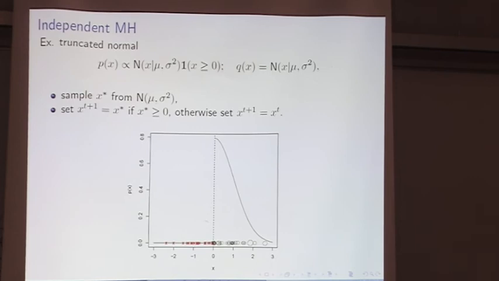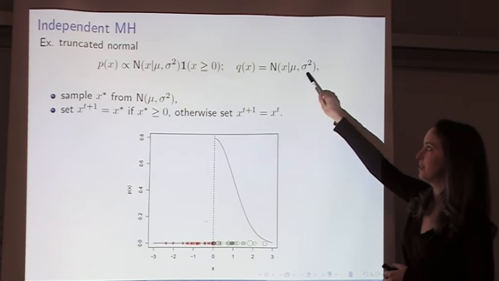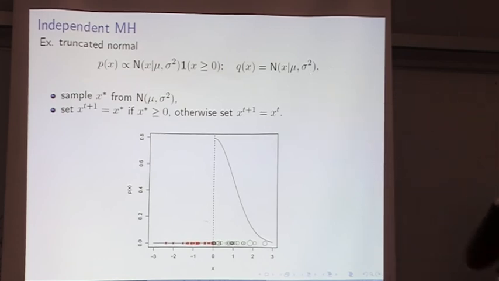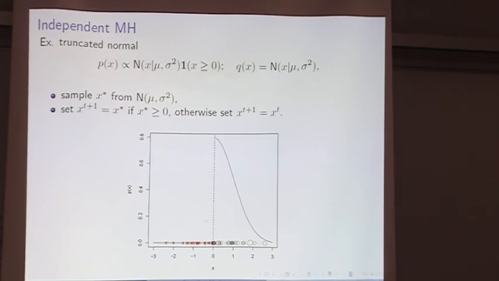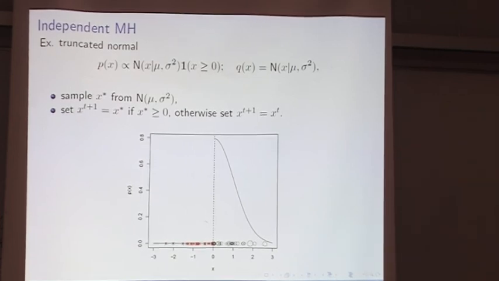So let's go back to our truncated normal example. We can do the same thing that we did here. Again, let's use the proposal of just sampling from a normal. We know how to do that. So we proceed by sampling x star from a normal distribution, and we set our new state equal to our proposed value if, and let's figure out what the acceptance probability is in this case.